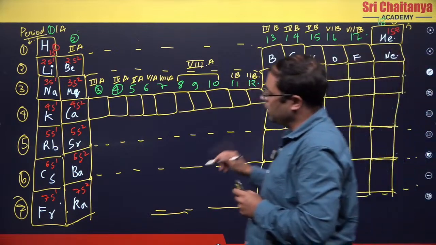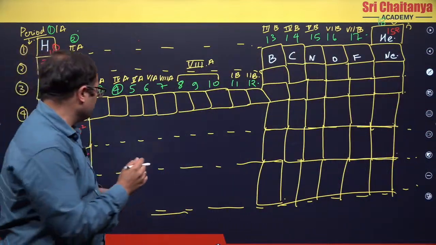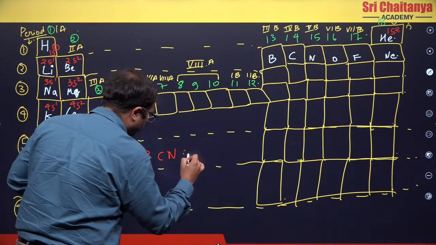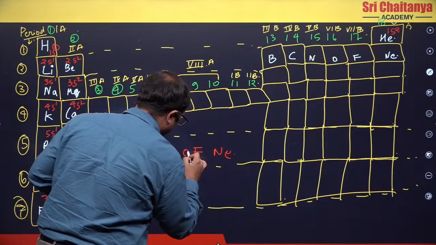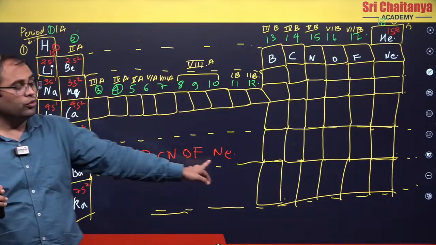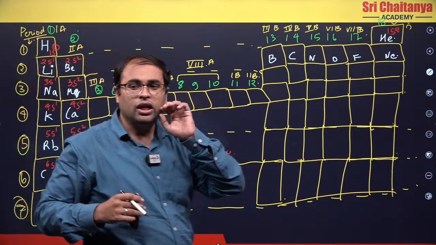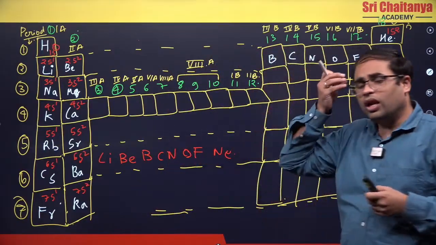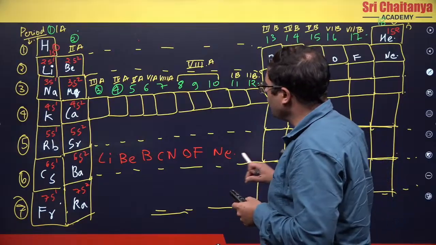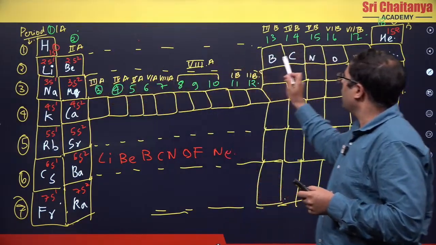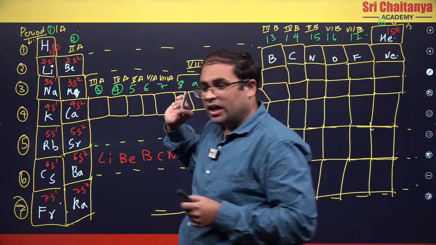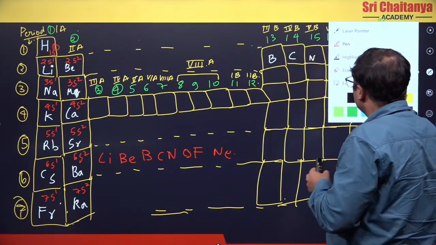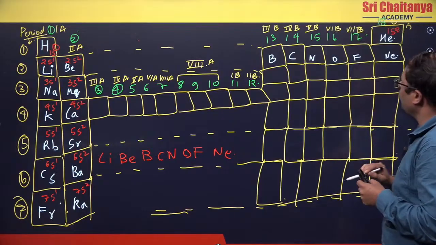For this second period, you can directly use this mnemonic: Lee, Be, Buck, No, Funny. This is the shortcut to remember. Say Lee, Be, Buck, No, Funny two or three times, and this will get engraved in your memory and you will not forget. So this helps you to memorize that and also helps you to get into the periodic table.